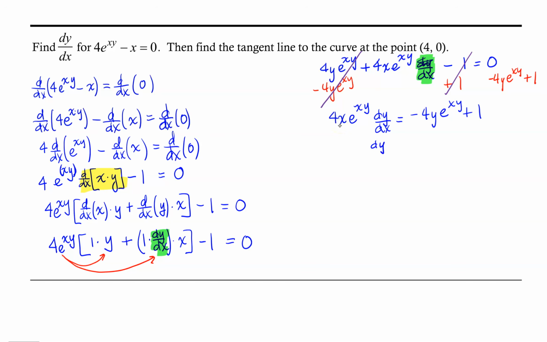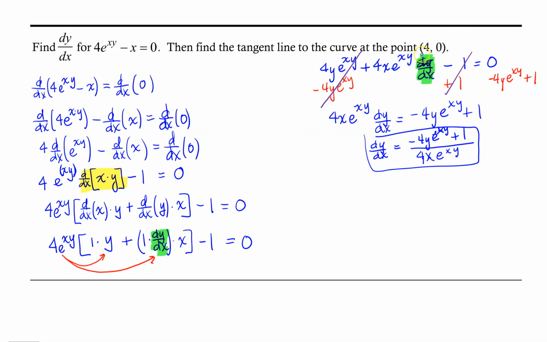So dy/dx is equal to negative 4y e to the xy plus 1 over 4x e to the xy. So there's our slope of our tangent line.